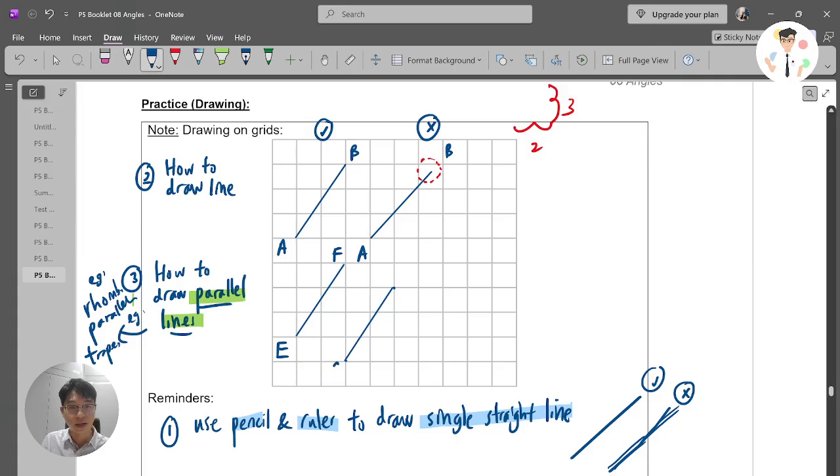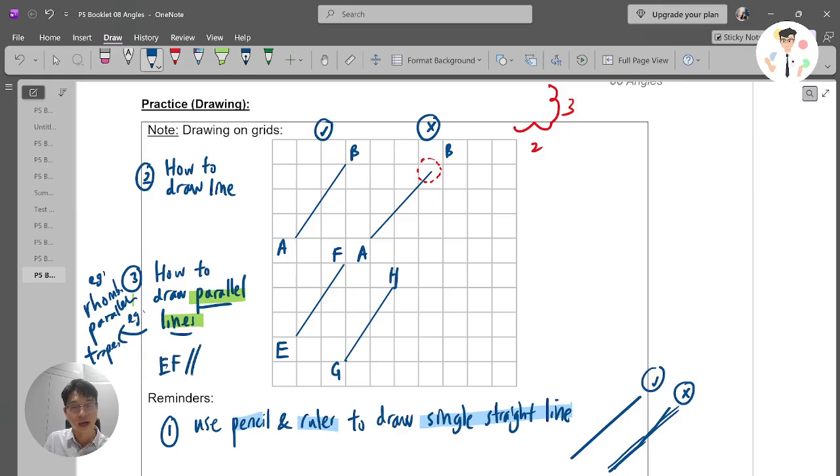So example, I'm naming here GH. Then I can say EF is parallel to GH. That's how you draw. Okay. Now the next thing, how do you draw? How to draw perpendicular line.